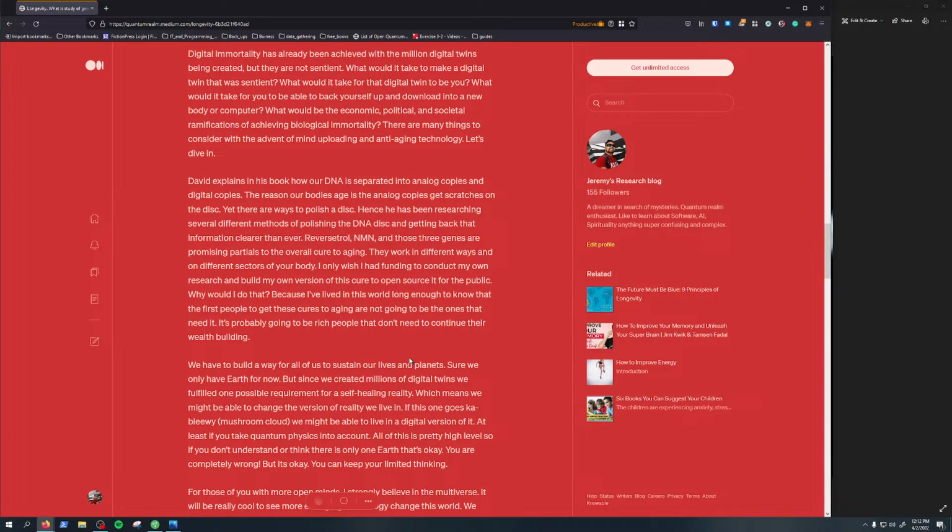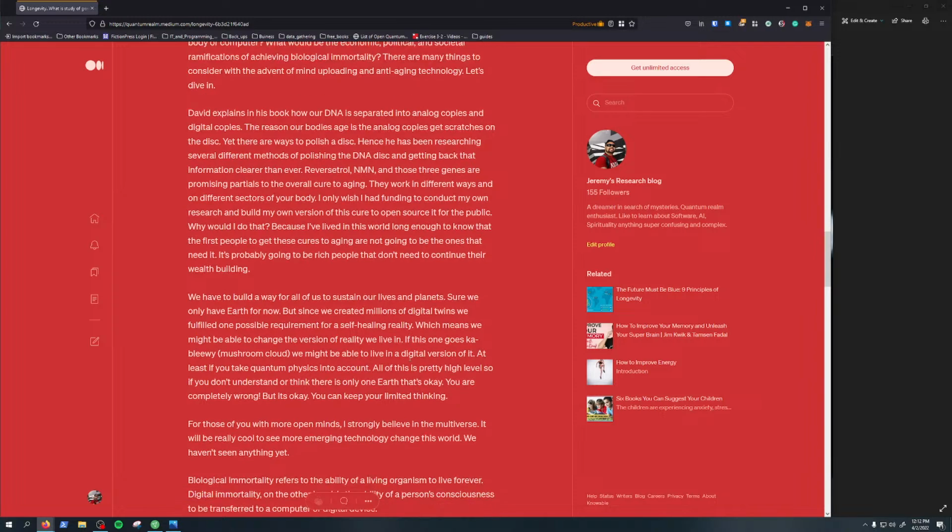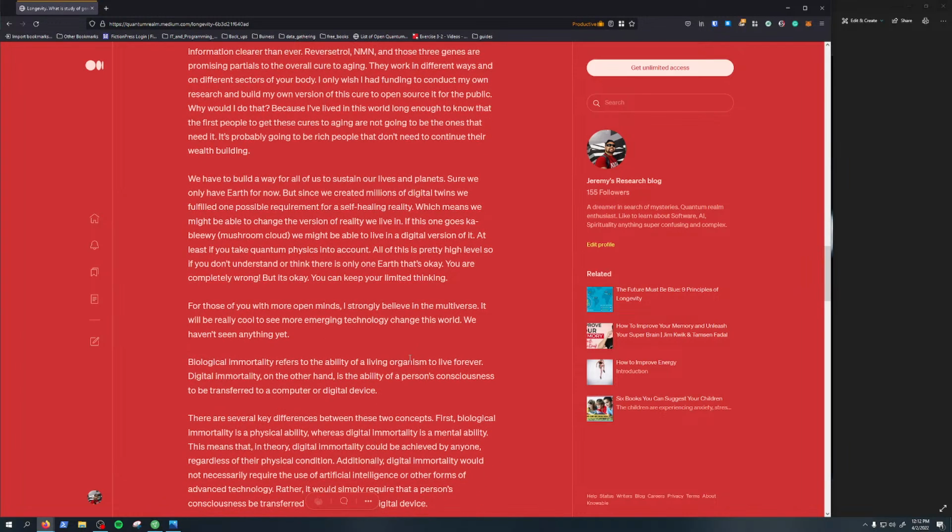Why would I do that? Because I've lived in this world long enough to know that the first people to get these cures to aging are not the ones that are going to need it. It's probably going to be rich people that don't need to continue their wealth building. We have to build a way for all of us to sustain our lives and planets.